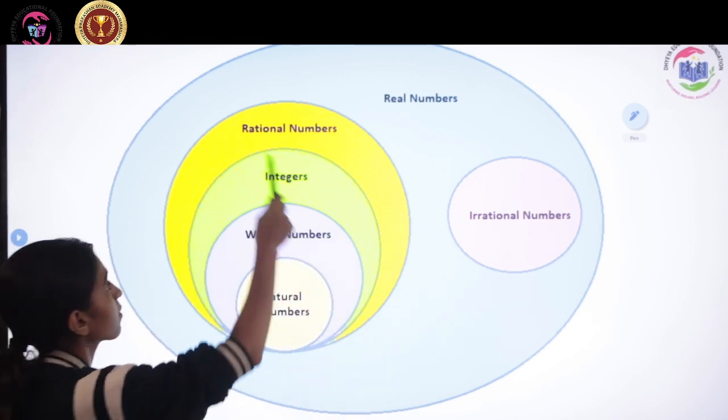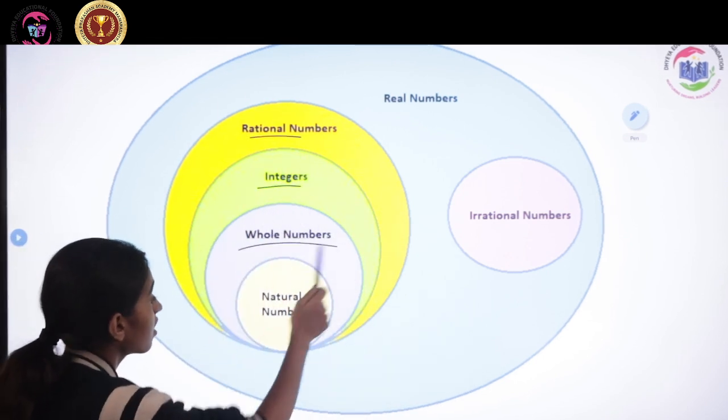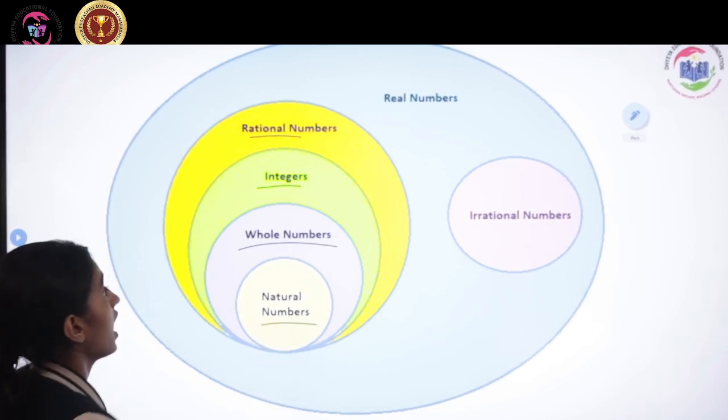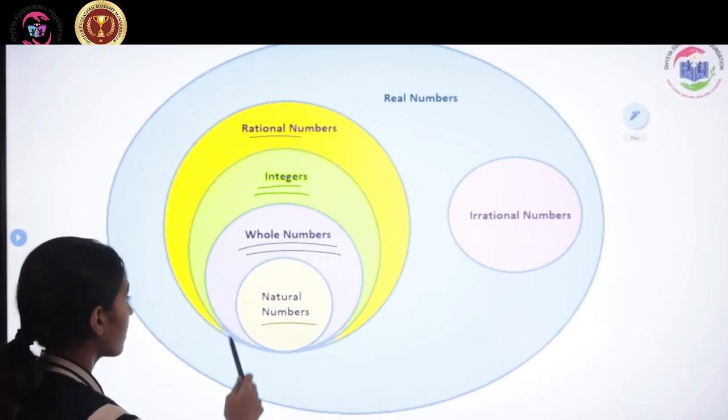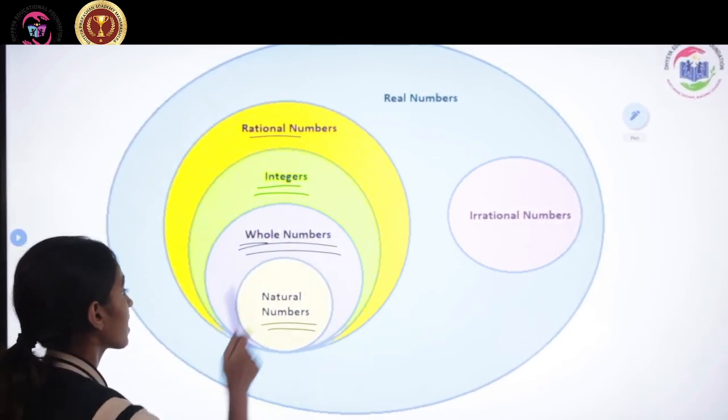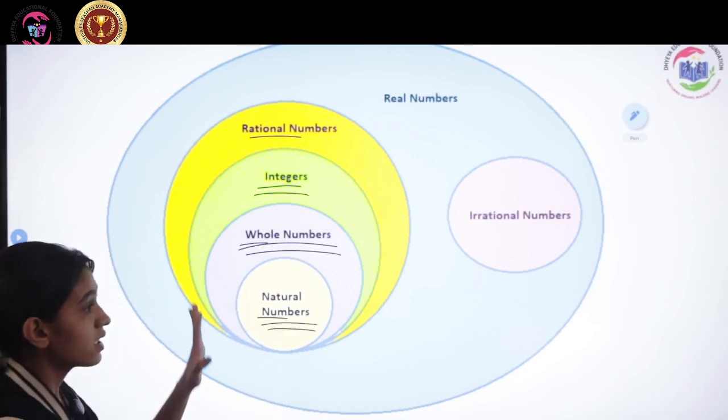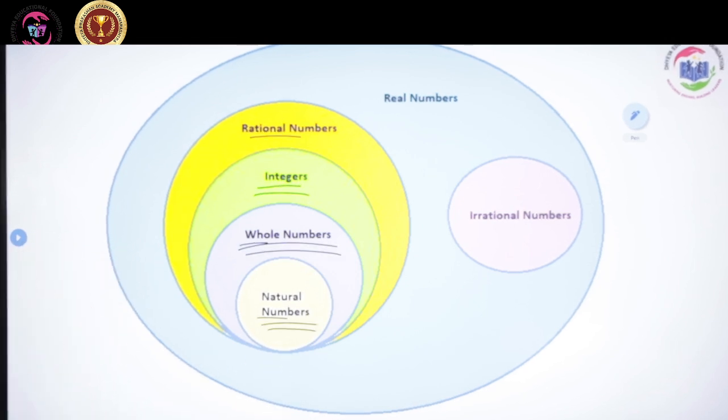And rational numbers contain integers, whole numbers and natural numbers. And integers contain whole numbers and natural numbers. And whole numbers contain natural numbers. This is how the types of numbers are classified. Real numbers include two number systems, rational numbers and irrational numbers. And rational numbers include three types of numbers: integers, whole numbers and natural numbers.